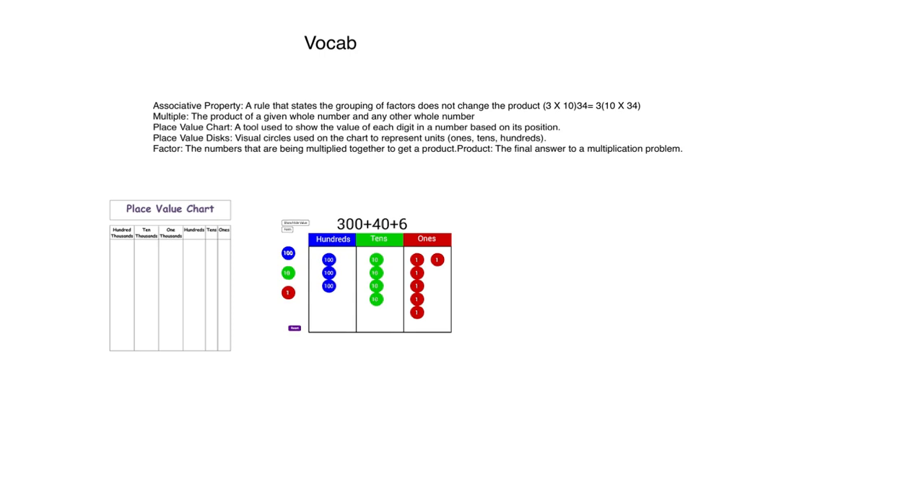Place value chart. A place value chart looks like this. It is a tool used to show the value of each digit in a number based on its position, with the hundreds, tens, and ones, as shown right here. Place value discs: a visual circle used on the chart to represent units, ones, tens, hundreds. Factor: the numbers that are being multiplied together to get a product. Product: the final answer to a multiplication problem.